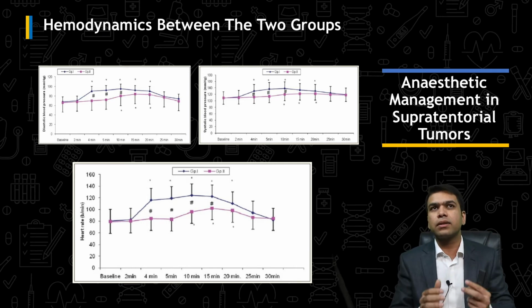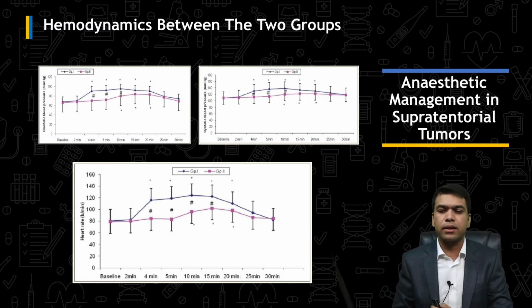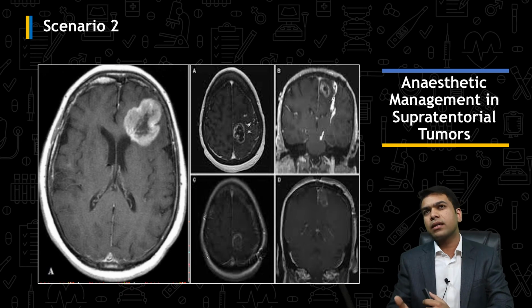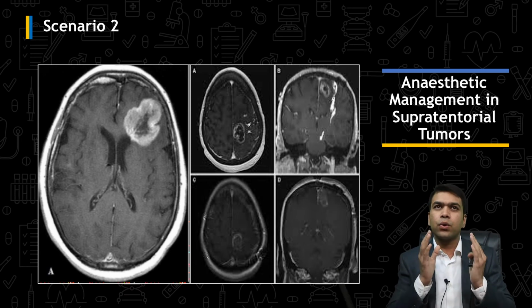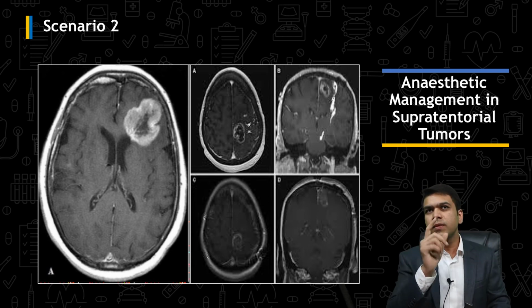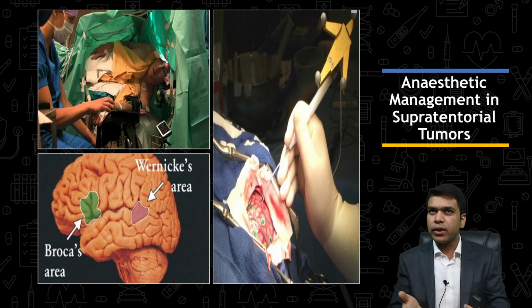You can see 3 graphs. The hemodynamics are better controlled in no-touch extubation technique. So let us go to the next scenario where the tumor is present near the eloquent cortex. So in this particular situation, we need to do either speech mapping or motor mapping. So both of them actually need awake craniotomy.